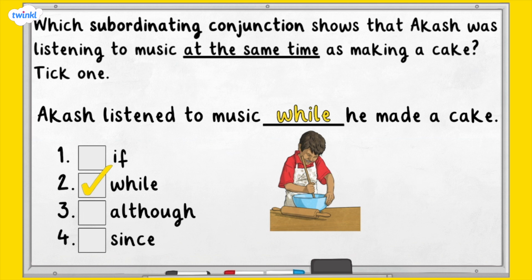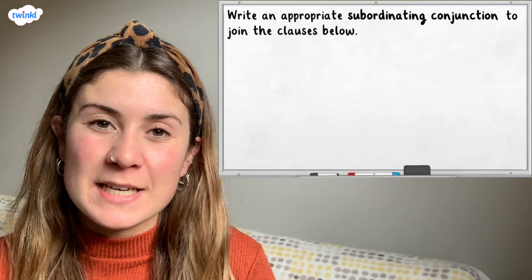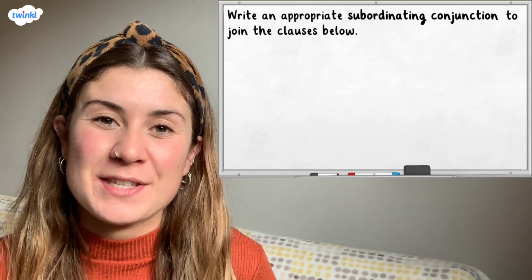Here's a top tip for you. Sometimes saying the sentence aloud with different options can help you work out which is a correct fit for the sentence. For the final question, you are being asked to write an appropriate subordinating conjunction to join the clauses.